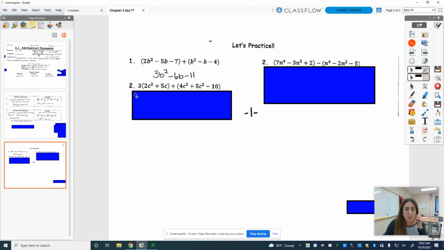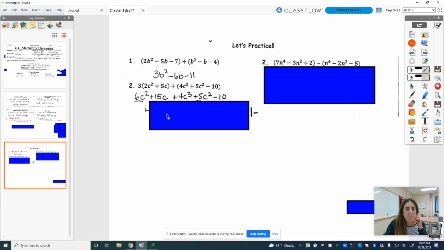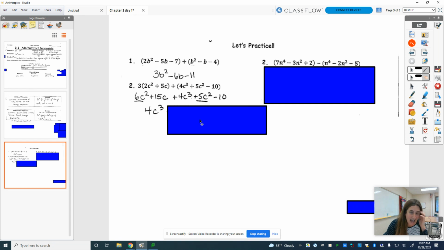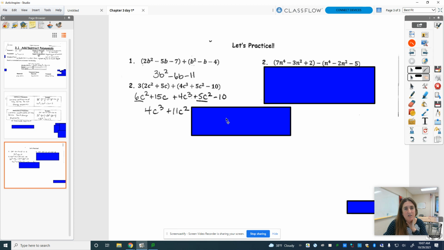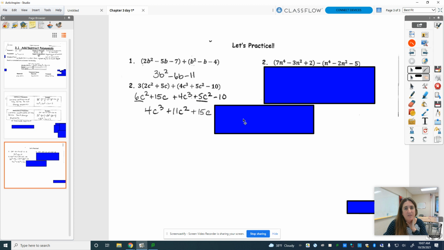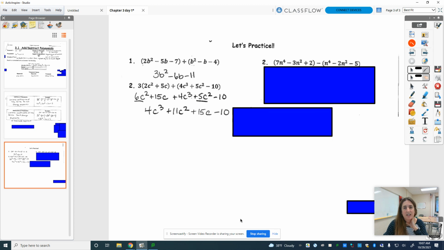Let's look at this number 2. On this number 2, I need to distribute first. So now it's 6c squared plus 15c. Then over here, it's just plus 4c to the third plus 5c squared minus 10. I'm going to put this 4c to the third first because it's the highest exponent. I'm going to take -6c squared and add 5c squared to get -1c squared. Then I'm going to put my 15c next. And then -10 goes in the back on there.